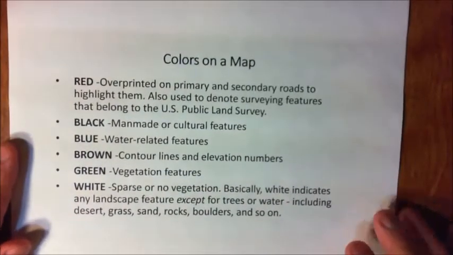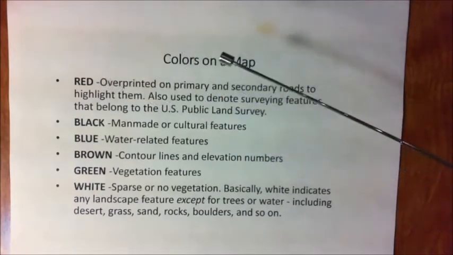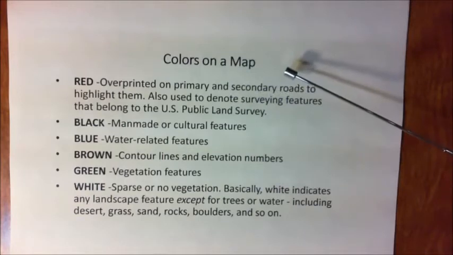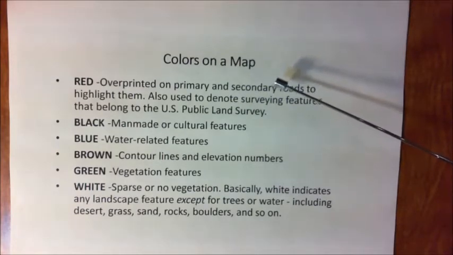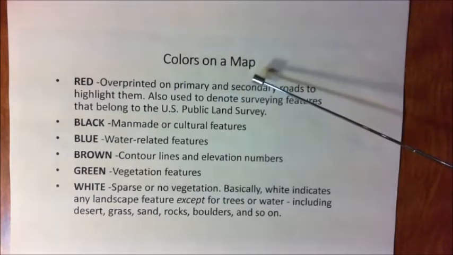All right, so there's 6 basic colors on a map: red, black, blue, brown, green, and white. I think the way I would always remember, there was 3 B's, so blue, black, brown, green, white, and red. But anyway, so here you can pause the video to read what they mean. But here, red is generally primary roads, so big roads, secondary roads, but not all roads. Okay, some trails are in black, but big reds and I guess medium-sized roads are red.